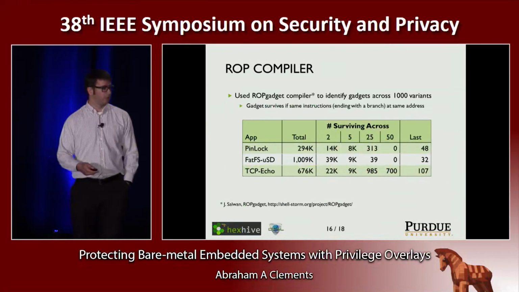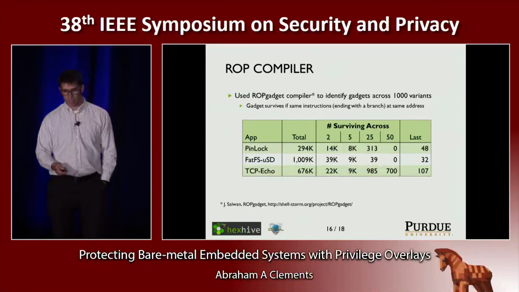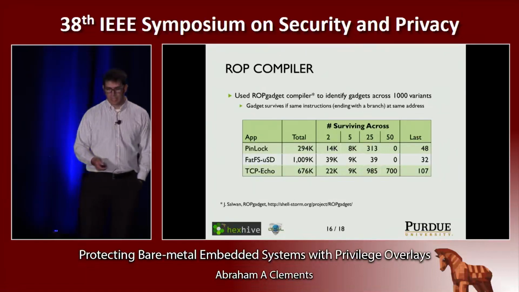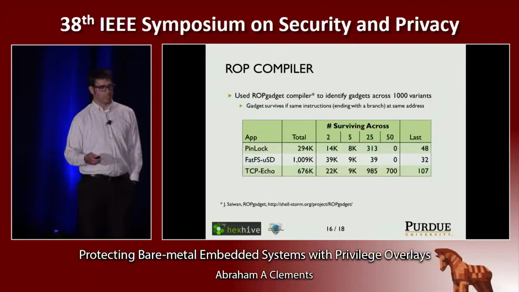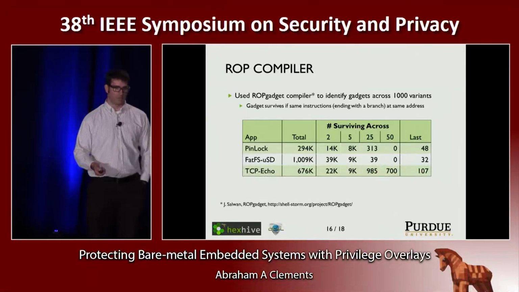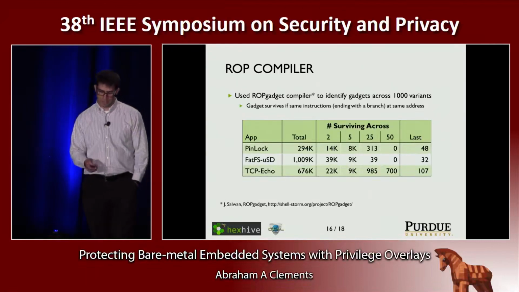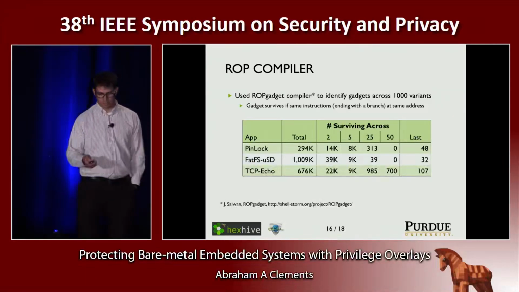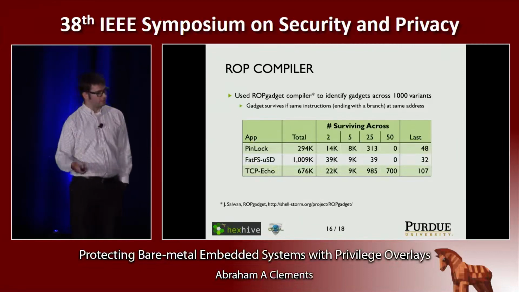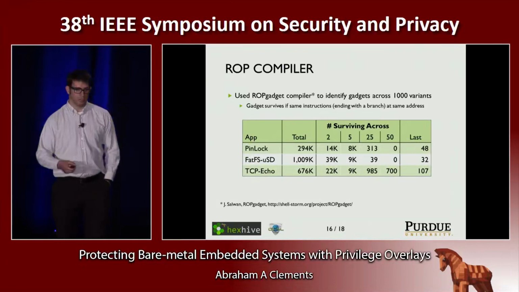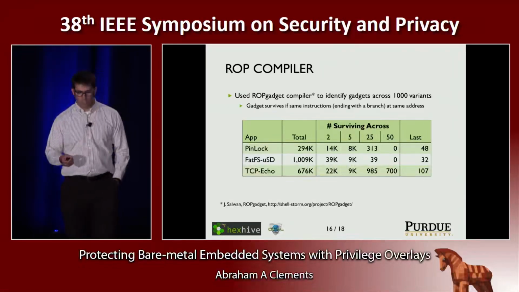We have very limited ability to make entropy on these systems. We have very limited memory, so we wanted to understand how ROP attacks would work on these systems. To do this, we compiled 1,000 variants of each of these applications, and then we looked at how many gadgets existed across a given number of variants. So in the center, the 2 column represents the 2 gadgets survived, and then last represents the number at which the last gadget survived across 2 variants.